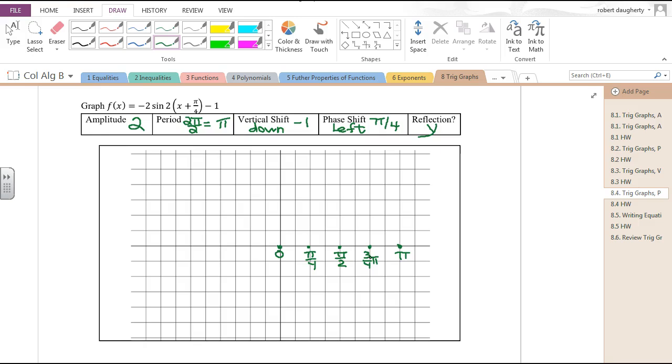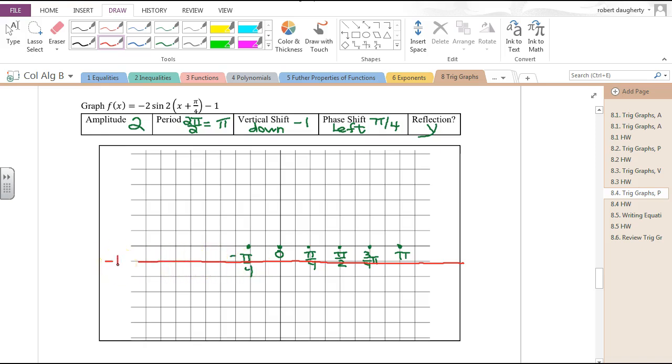Pi over 4 to the what? Left. So if I come over here, this is minus pi over 4. Okay, so where's my vertical shift? My vertical shift is what? Down 1. So let's draw this.